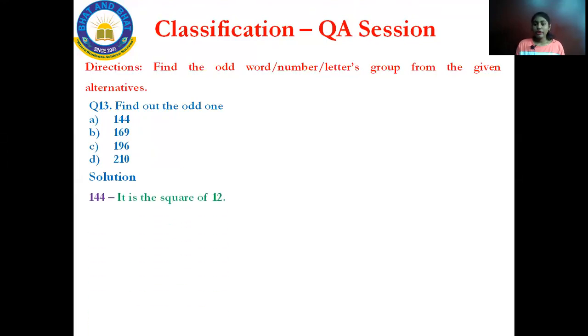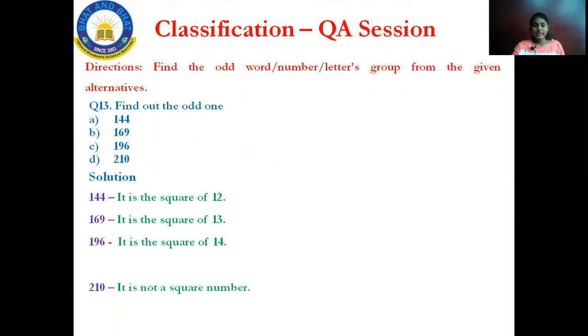144 is the square of 12: 12 into 12 is equal to 144. And 169 is the square of 13: 13 into 13 is 169. And 196 is the square of 14: 14 into 14 is 196. But 210 is not a square number. 15 into 15 is not 210, so it is not a square root of 210.